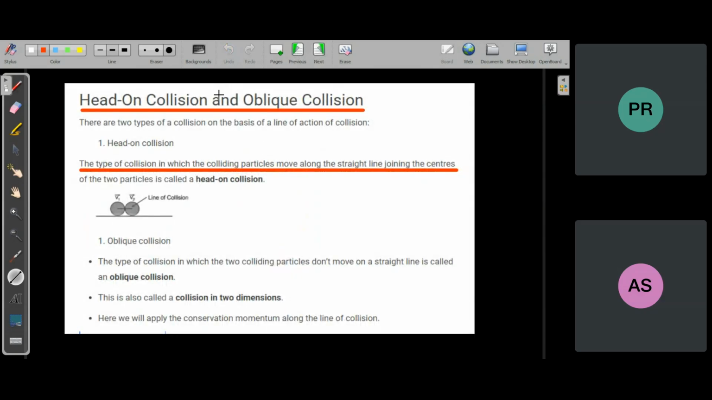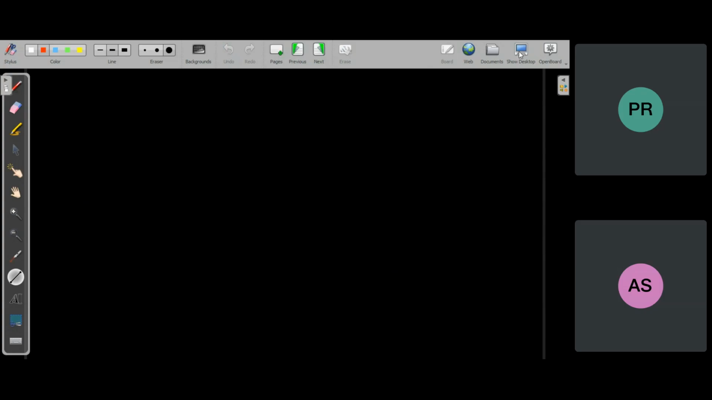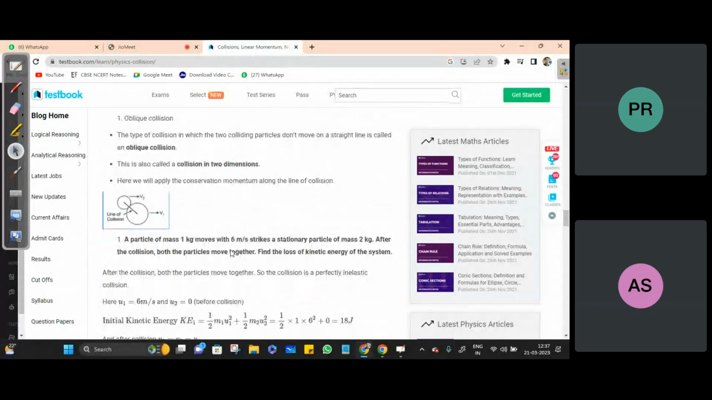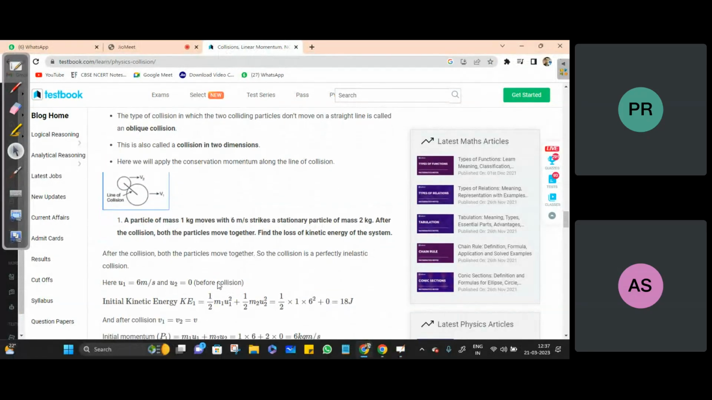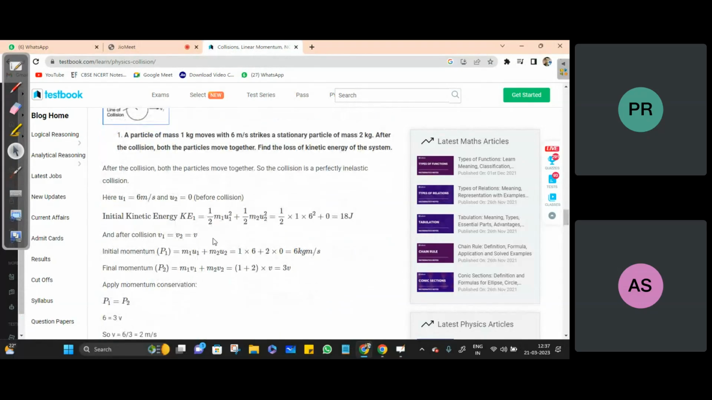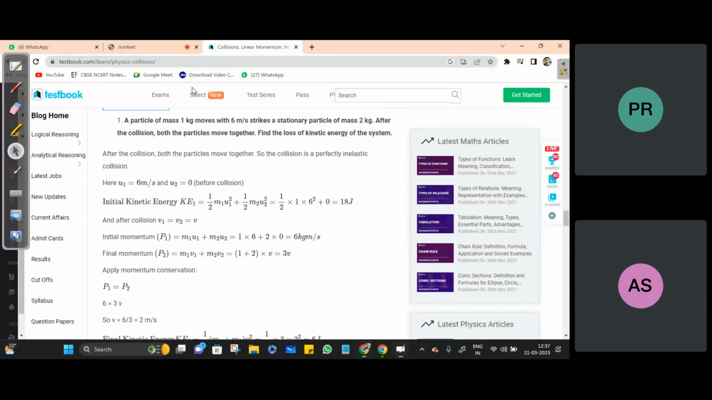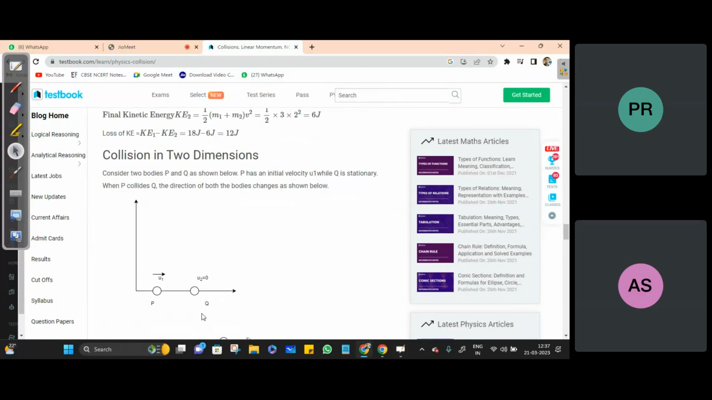So you can also call head-on a 1D collision and oblique a 2D collision, because in head-on the particles are moving along a single line, and you can choose that line as your x-axis. In the case of head-on collision the question is very simple because it is 1D, so there is only one component of momentum. But when it becomes oblique, two components will come, because you can now break it into two components.